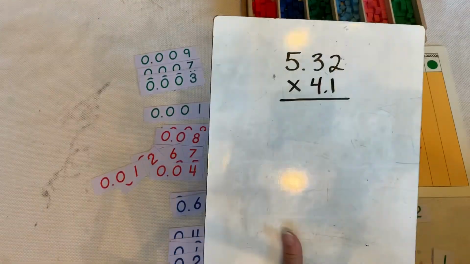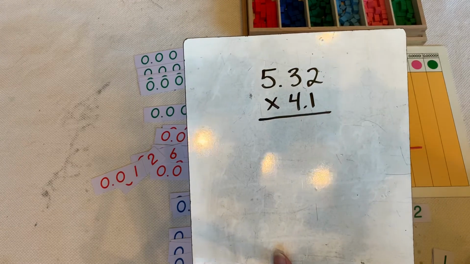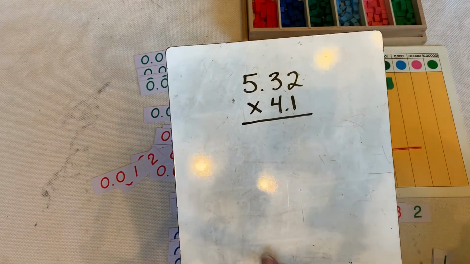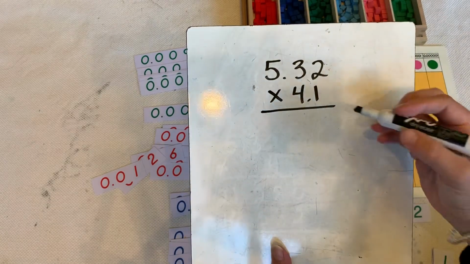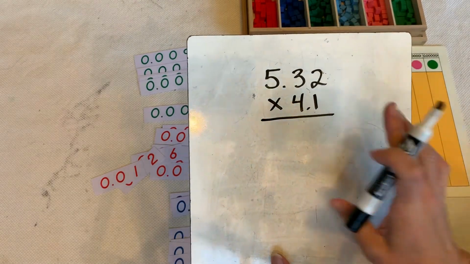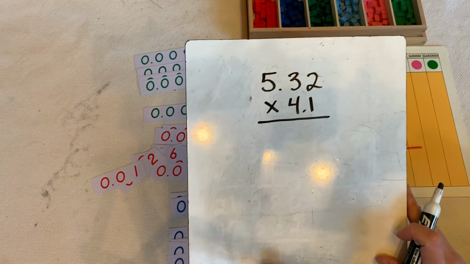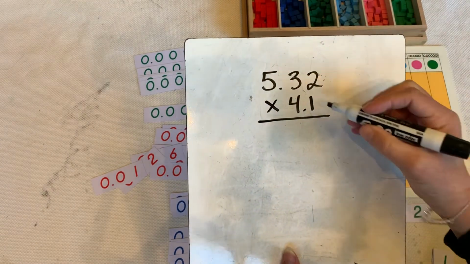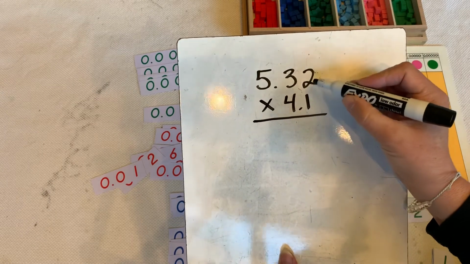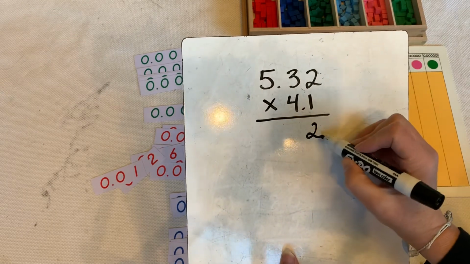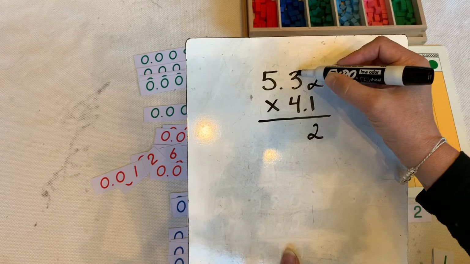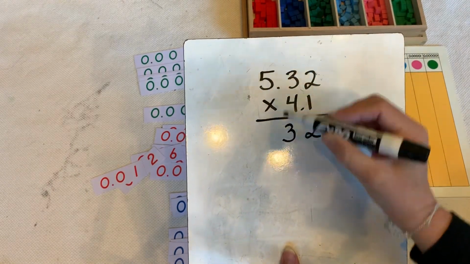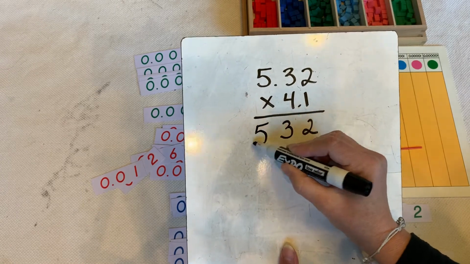And everyone, you have parents who know how to do this. So if you get confused, this is something your moms and dads know how to do. Okay, so I'm going to just multiply. I'm going to pretend like I don't have any decimal points there at all, okay? I'm just going to multiply like normal. 1 times 2 is 2. 1 times 3 is 3. 1 times 5 is 5.